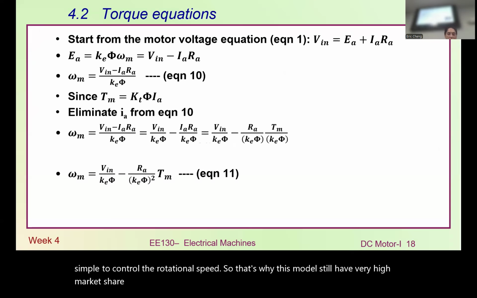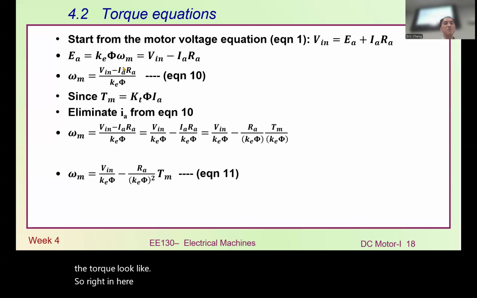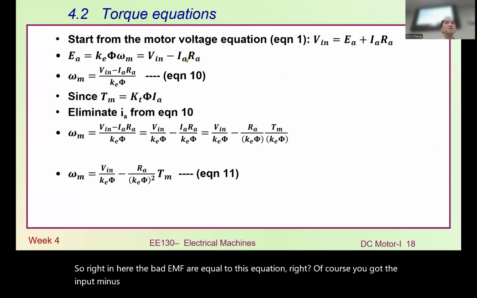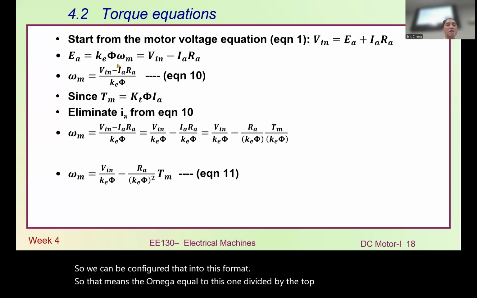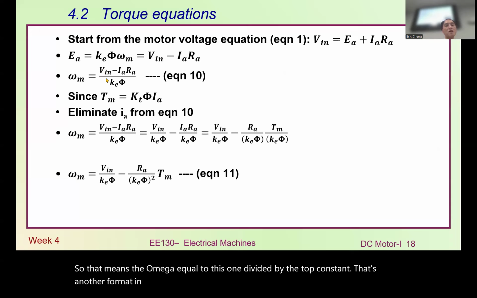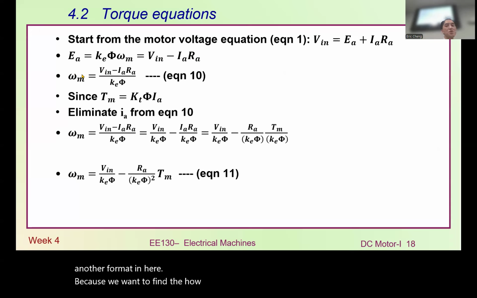So next, we like to understand more about the torque equation, how the torque looks. So like in here, the back EMF is equal to this equation, right? Of course, equal to the input minus the resistance drop here. So we can reconfigure that into this format. That means omega is equal to this divided by the torque constant. That's another format in here, because we want to find how the speed relates to other parameters.